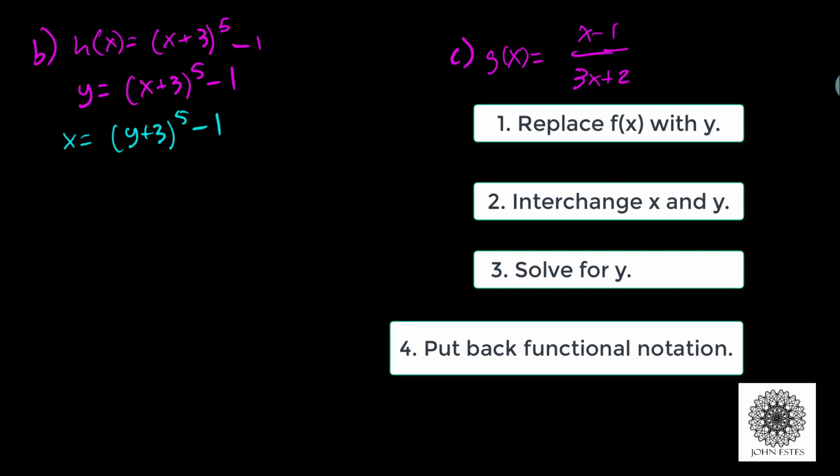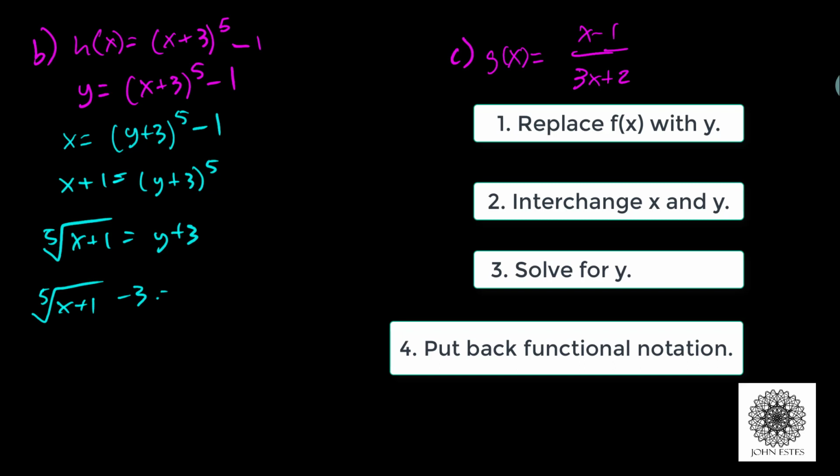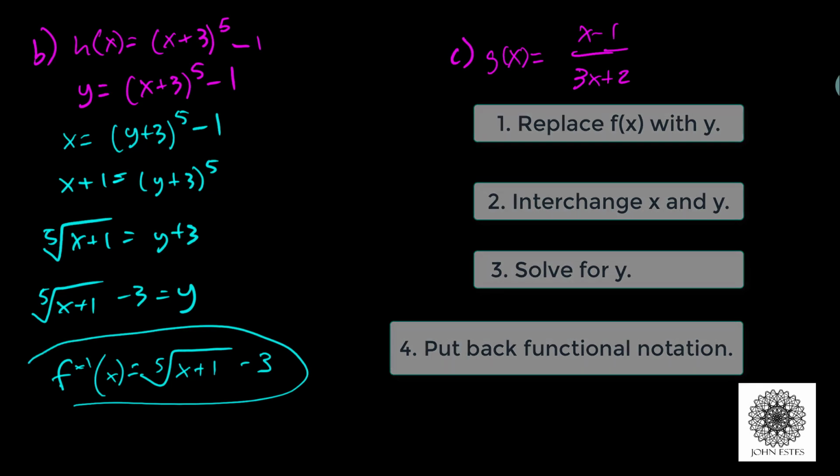Again, remember, these two functions are different now, so they're not the same thing. So I have x plus 1 equals y plus 3 to the 5th power. How do I get rid of the 5th power? I take the 5th root of both sides, and then I just subtract 3. So I have the 5th root of x plus 1, minus 3, equals y. Lastly, I just put it in inverse notation. So the inverse is the 5th root of x plus 1, minus 3. Make sure you don't put that minus 3 underneath the 5th root. So there it is.